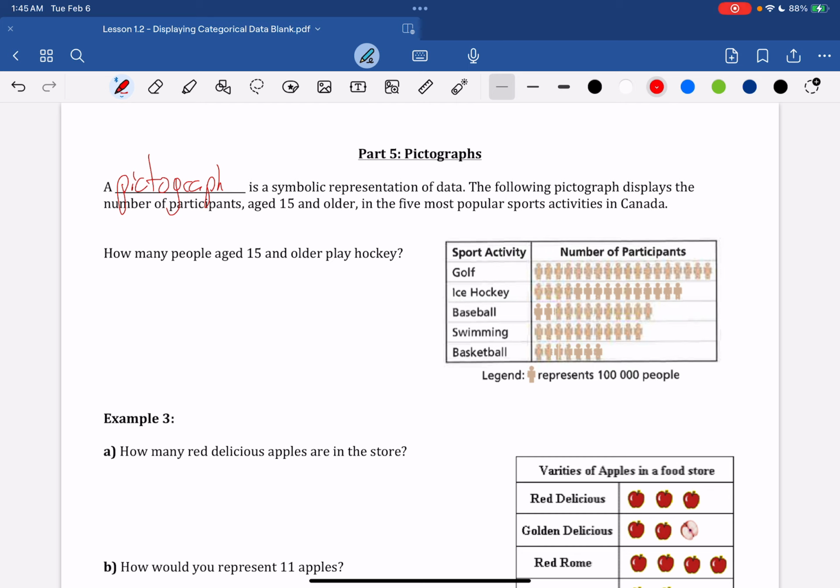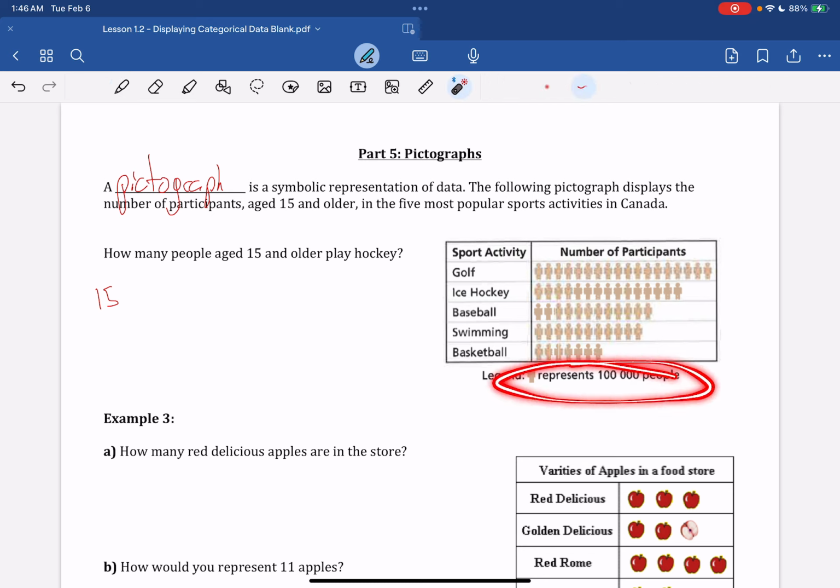The following pictograph displays the number of participants aged 15 years or older in the 5 most popular sport activities in Canada. So looking at this pictograph, we want to know how many people aged 15 or older played hockey. So we got to find hockey in our categories, and then we'll find our number of participants over here. So ice hockey, I have 1, 2, 3, 4, 5, 6, 7, 8, 9, 10, 11, 12, 13, 14, 15 of these little images. I look down at my legend here.